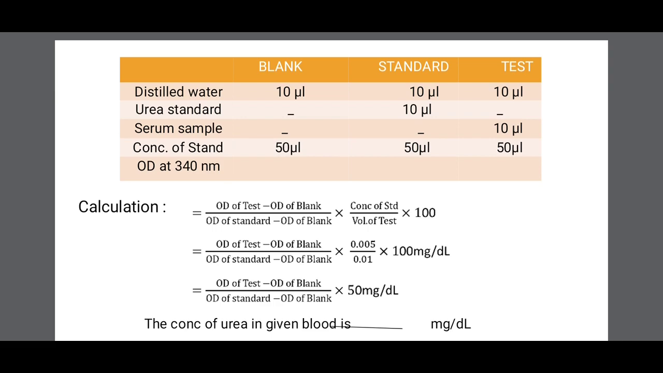Here in the column we can see the blank, standard and test. As given, 10 microliters will be added to each test tube as distilled water, and the urea standard will be added to the standard. The sample for the test is 50 microliters, and the OD will be measured at 340 nanometers. The calculation is OD of test minus OD of blank, divided by OD of standard minus OD of blank, into the concentration of standard divided by volume of test, into 100. It is measured in terms of mg per dl.